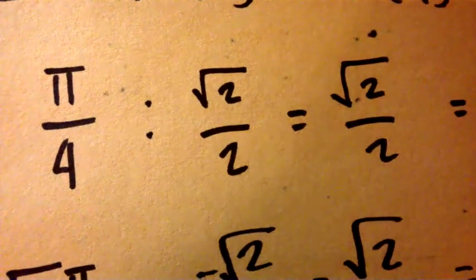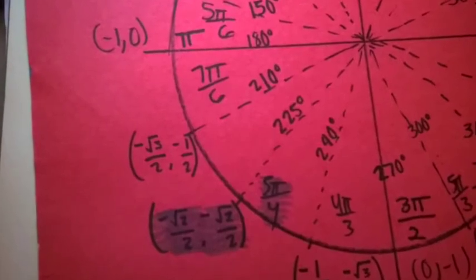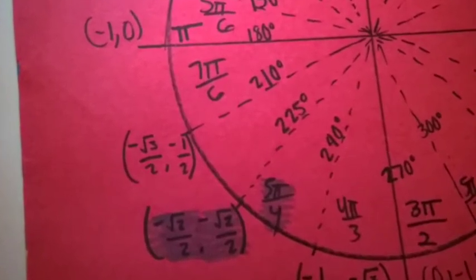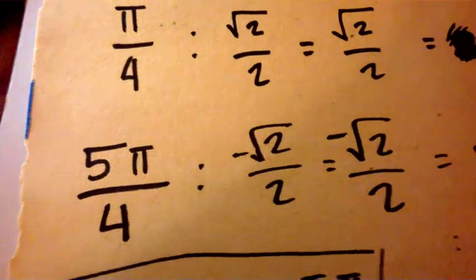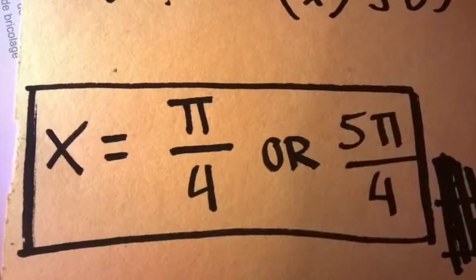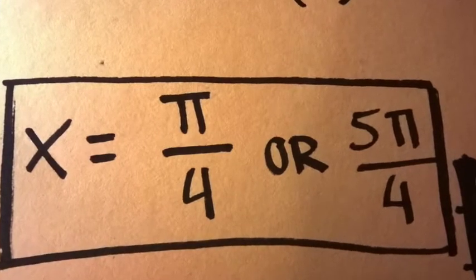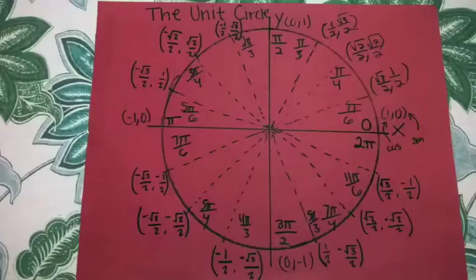So then that means sine theta and cosine theta are equal. Also, if you look at 5 pi over 4, the x and y coordinates are equal here too. So the solution is x equals pi over 4 or x equals 5 pi over 4. So just remember the patterns, because the patterns will make it faster and easier to learn.